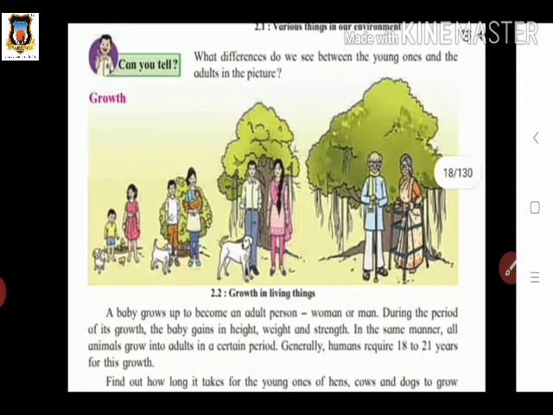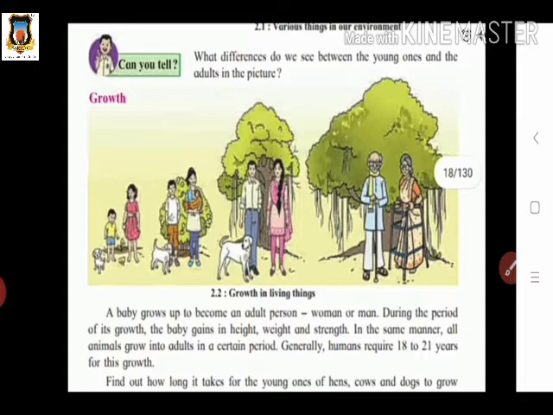What happens when they grow? The baby gains in height, means their height increases, their weight also increases, and the strength of the body also increases. So what happens in growth? When we say that a baby grows into an adult, changes take place in their body with their height, weight and strength.